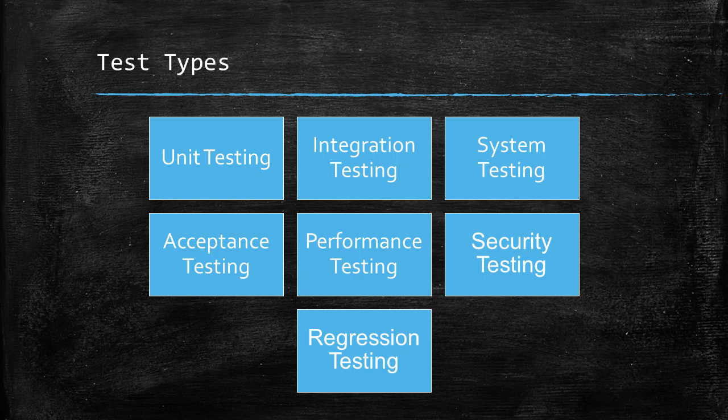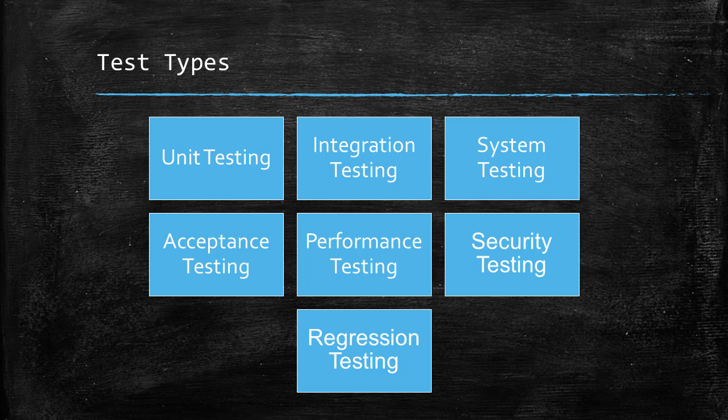Security testing. Security testing is the process of testing the software application to ensure that it is secure and protected from external threats such as hackers, viruses, and malware. Regression testing. Regression testing is the process of testing the software application after making changes or updates to ensure that the changes did not introduce any new bugs or issues.